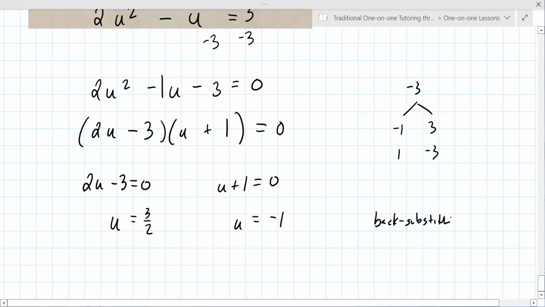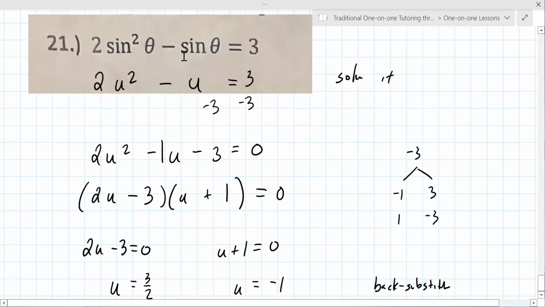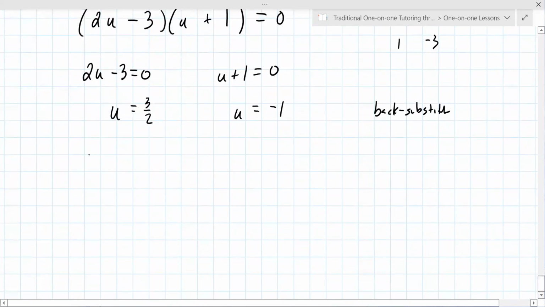What that means is you made a substitution for u, which was this middle term. It's always the middle term without the coefficient. So your u is really sine theta. So it's really sine theta equals 3/2, and sine theta equals -1.